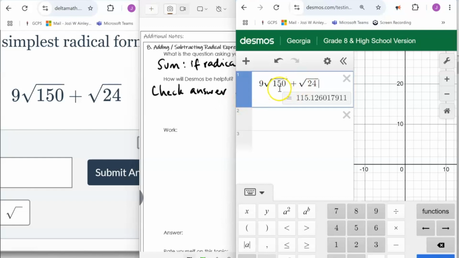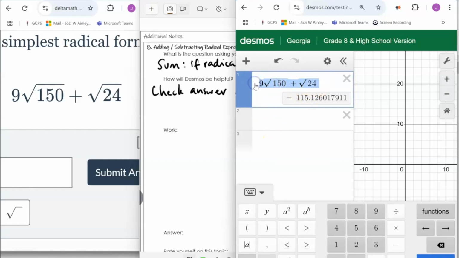Please make sure, again, I keep saying this, that you copy it exactly. So that radical should not go over the whole thing. It should be looking just like that. So my answer is 115.12, and as long as it stays like this, I'm doing it correctly. So I'm going to start with this one right here. Let's see, can I break down 150?